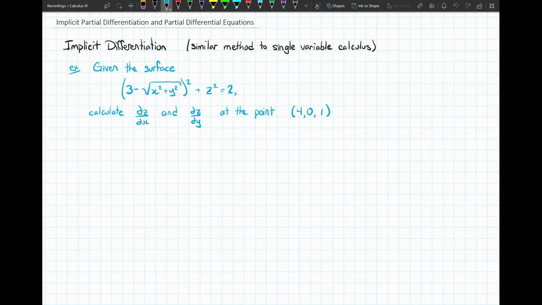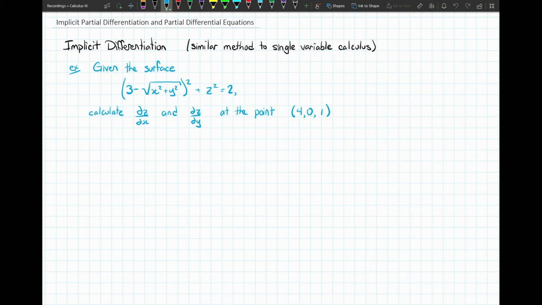Let's suppose we want to see how z varies with respect to x and y at some point on the surface. And you can go ahead and check and make sure that this point does in fact exist on the surface. x equals 4, y equals 0, and z equals 1. If you plug those values in on the left-hand side of the equation, you should get 2, which satisfies the right-hand side of this equation.